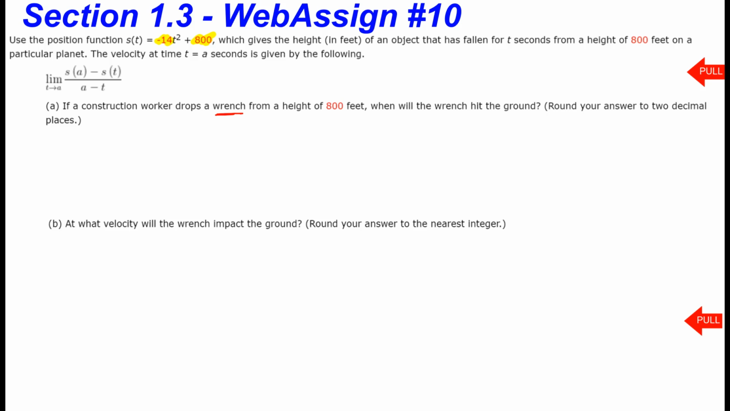So the position function is given as this. Well, the position when it hits the ground is 0. It's 0 feet above the ground. So we want to know at what time we get that position of 0. So this is the equation that we're going to solve. We have 0 equals -14t squared plus 800. This one's a can of corn, folks. If you can't do this, then we need to talk.